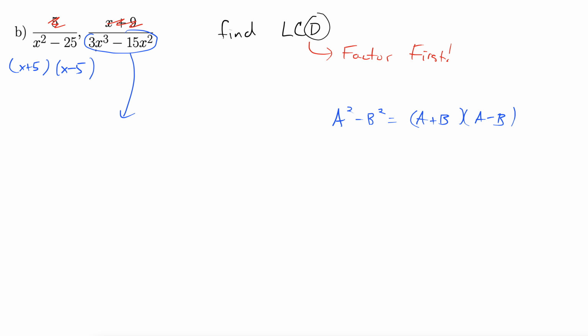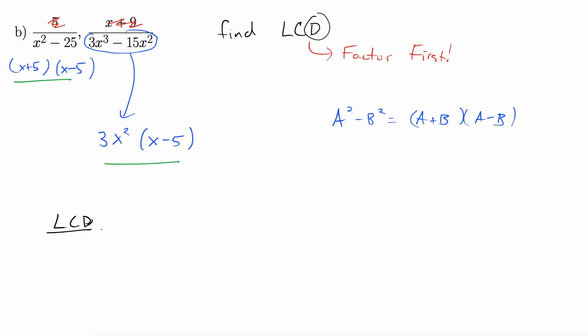Let's see. Our GCF here, well, we can factor a 3 and then an x squared out. What does that leave us with? x minus 5. So 3x squared times (x minus 5), okay? And now here are our two denominators that we're looking at. So let's construct our LCD.